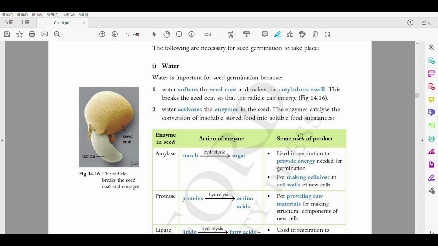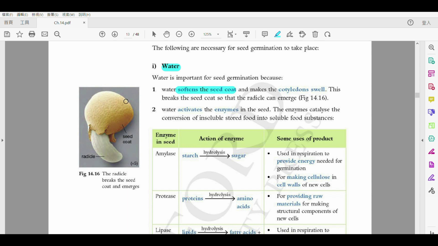So just go through this very quickly with me. First of all, what are the essential conditions? The first one will be the very important one, that is the water. Okay, and you need to remember some of the examples inside. So first of all, water will soften the seed coat.